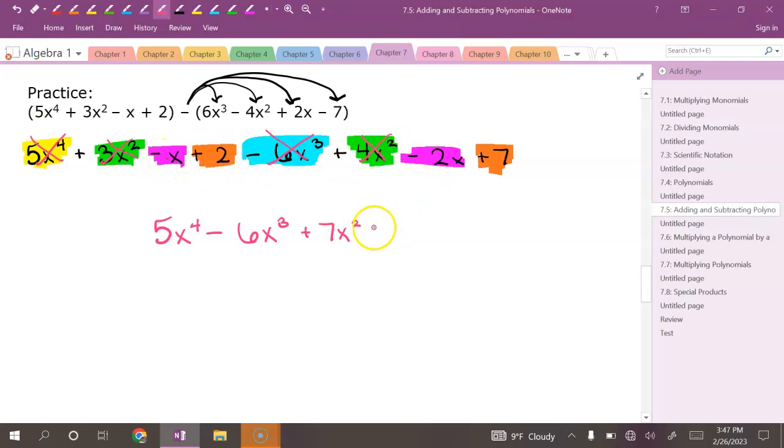-x and -2x would be -3x. Again, watch your signs there. I would maybe see a student write like -x or something. They would make a mistake there because of those negatives. And then last is 2 plus 7, which should have been 9. And there's your final answer.